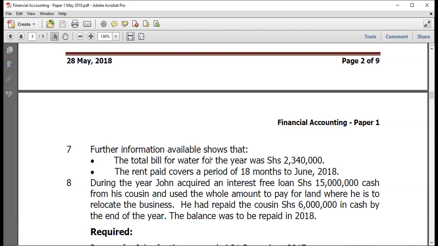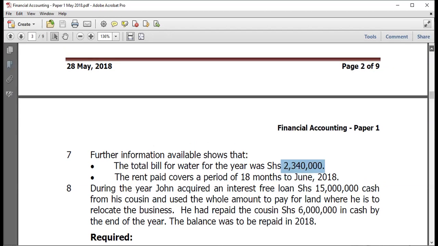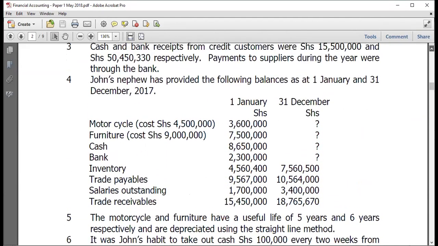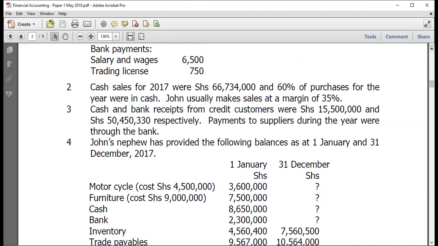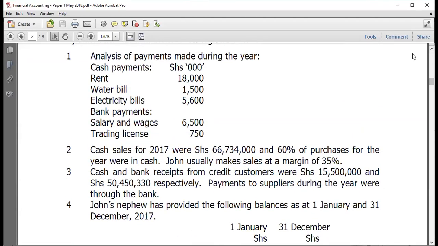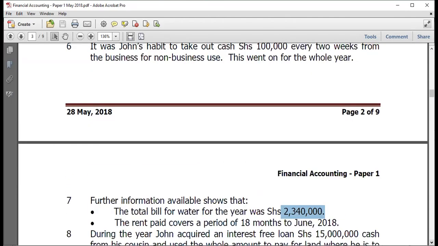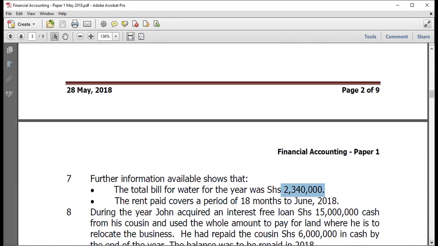For example, I'll give you an example. If it's a water bill, you look at this 2,340 and just go back and look at the balances, okay? Actually, they've already given us the cash payment for the water bills and so on. So we only consider the cash payments. We wouldn't have to even struggle to look for it because we have already been given that value, the payment, and we've already recorded it, okay?